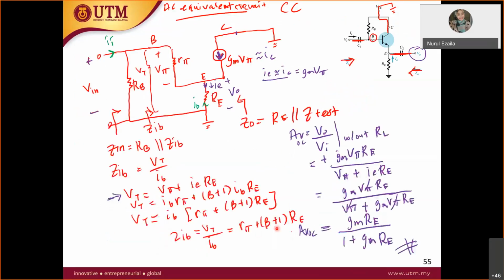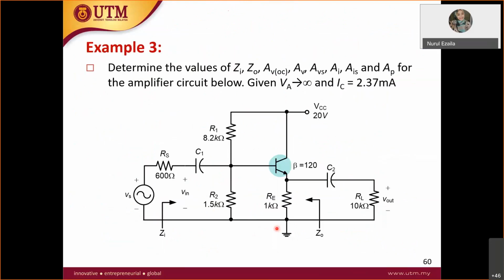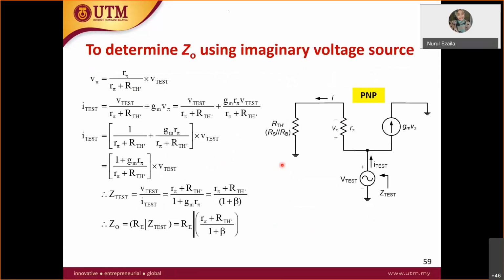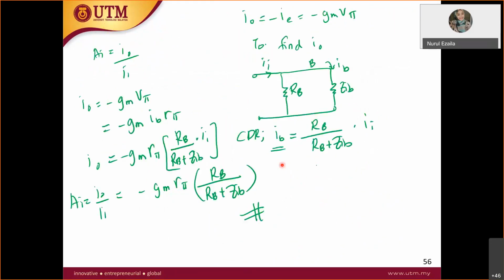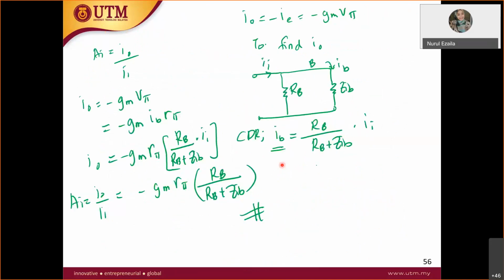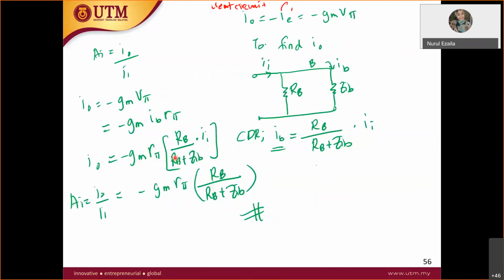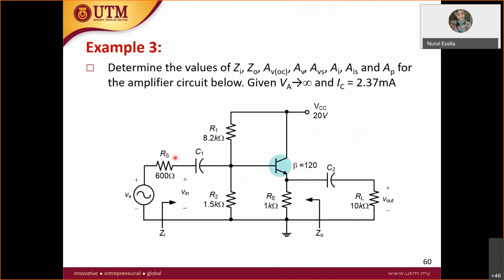So let's take a look at the example here. This is example 3. As you can see, some of your friends have also tried. It is actually exactly the same circuit like this one, where the collector goes to the ground. All right, so let's take a look here.